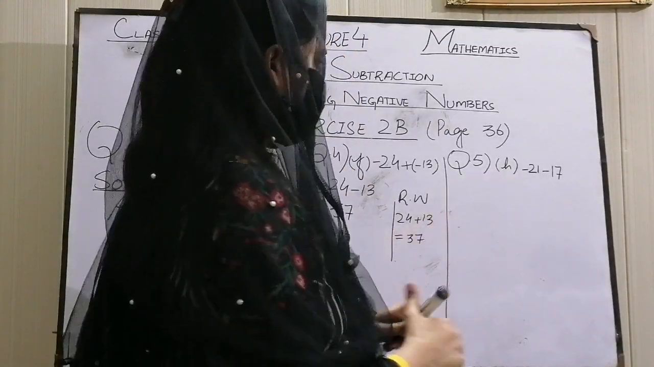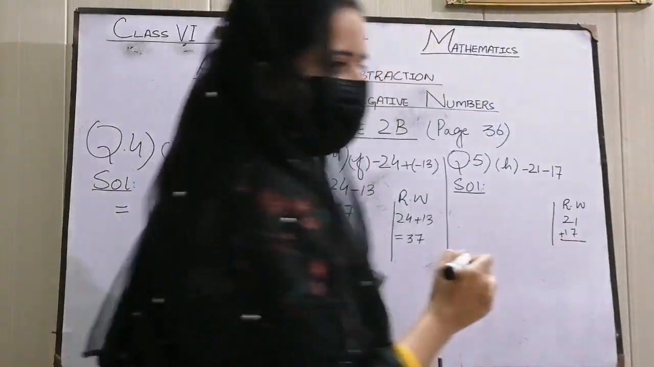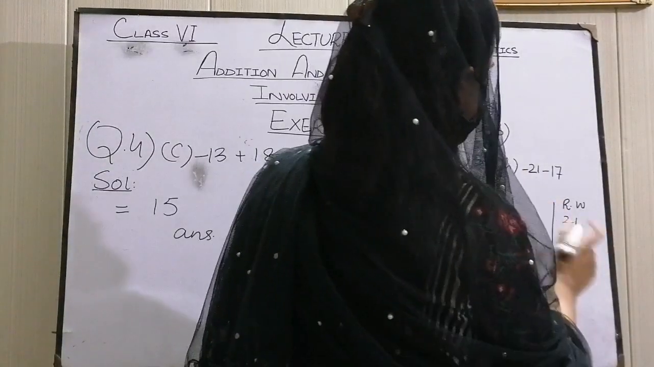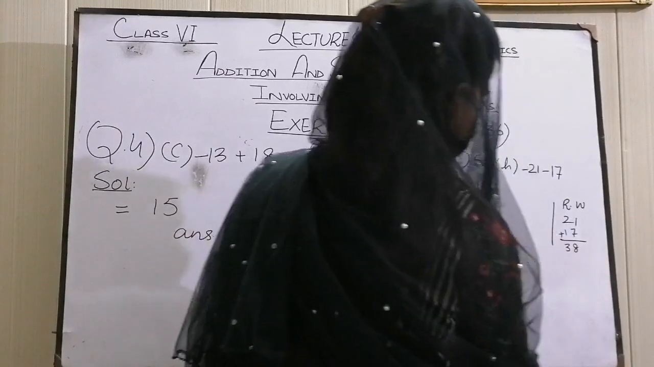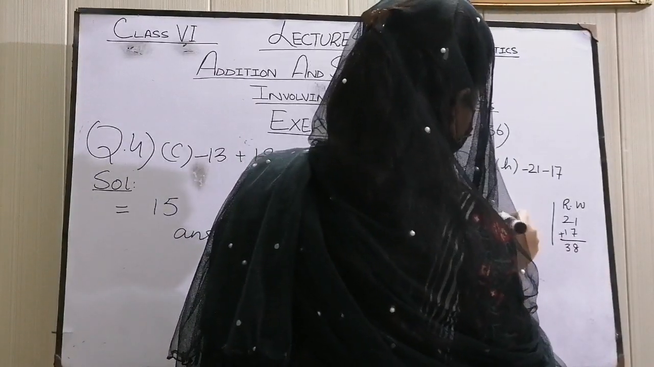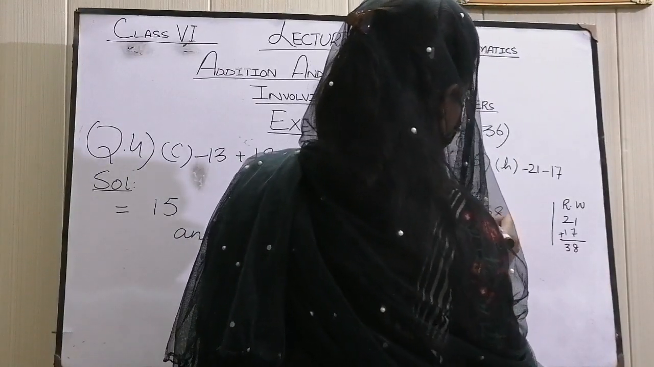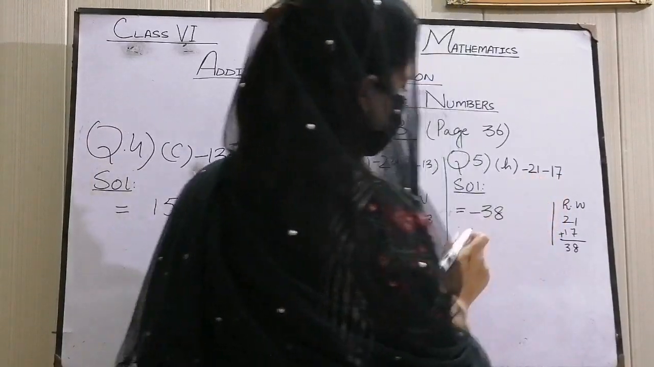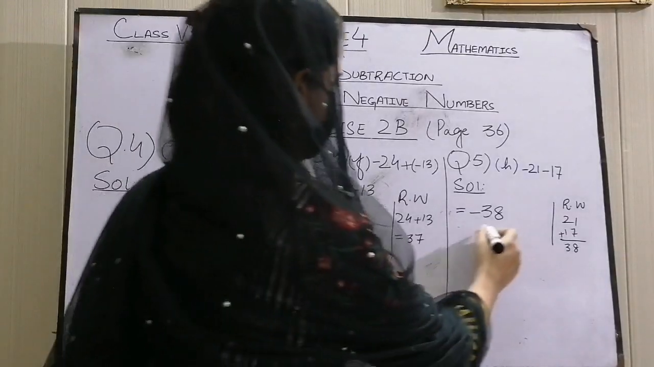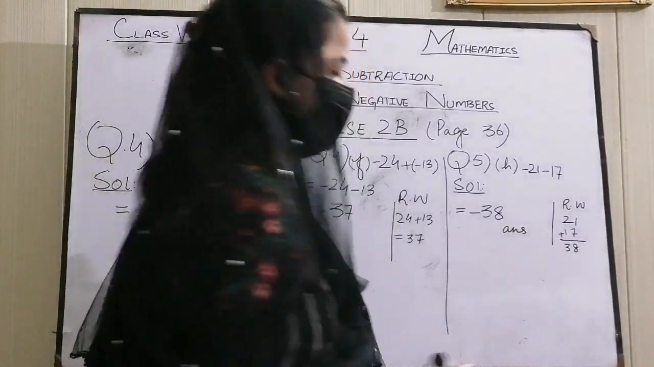Question number 5, part H. Both of these numbers have the same sign with them, so you can just add them up in rough work. It becomes 38. Write down a negative sign with it because the bigger number is 21 and it has a negative sign with it. So minus 38 is our answer.